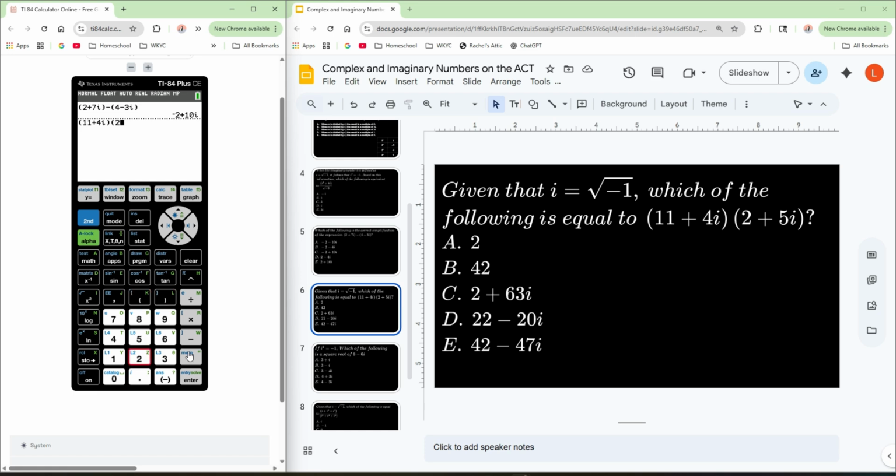And you can definitely type this in faster with your own fingers. 2 plus 5i, what's that going to give me? 2 plus 63i, which is my correct answer.